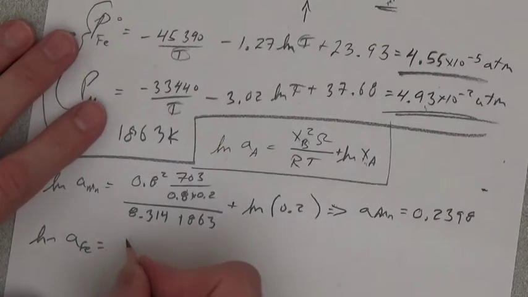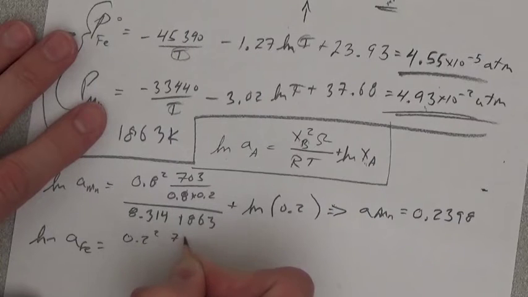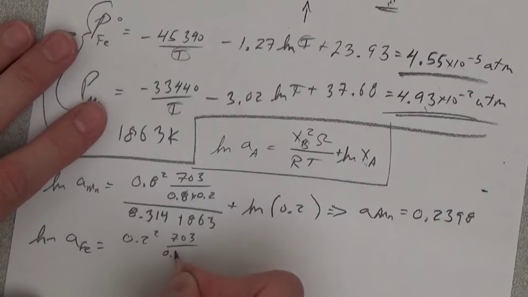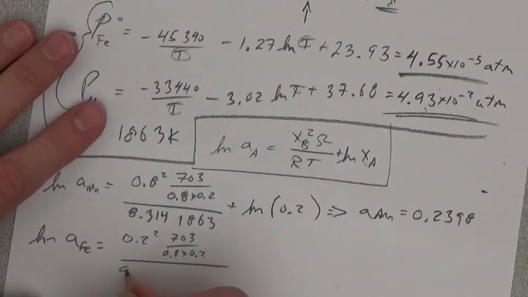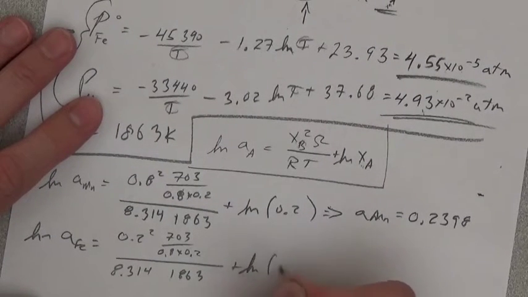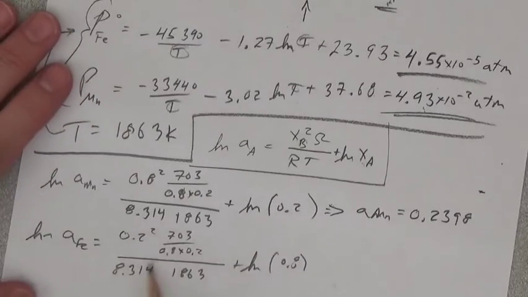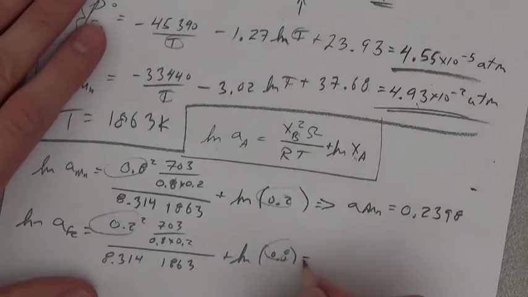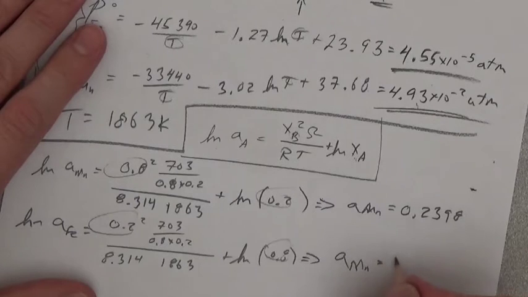The natural log of the activity of iron is equal to 0.2 squared times 703 divided by 0.8 times 0.2 divided by 8.314 times 1863, plus the natural log of 0.8. Basically they're exactly the same except these terms switched. And that gives us the activity of iron equal to 0.80913.